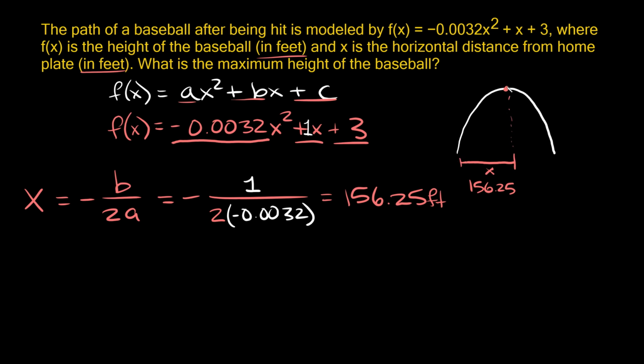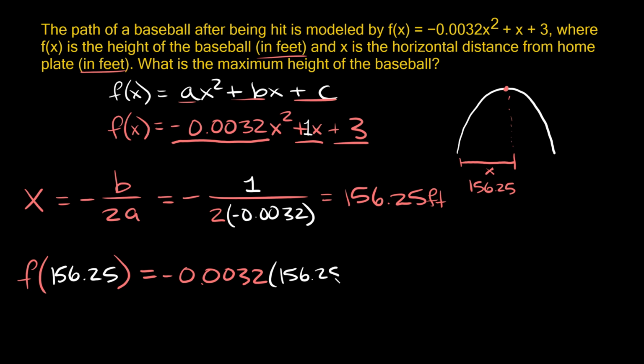Okay, now the last thing that we have to do is simply find this height right here. And the way that you do that is by plugging in the distance, what we found for x, back into the original function, right? So here we're going to say that f of x, or in other words, we know what we're going to plug in for x now, right? 156.25. So let's just plug that in. f of 156.25 is equal to negative 0.0032 times 156.25 squared plus 156.25 and then plus 3, right?